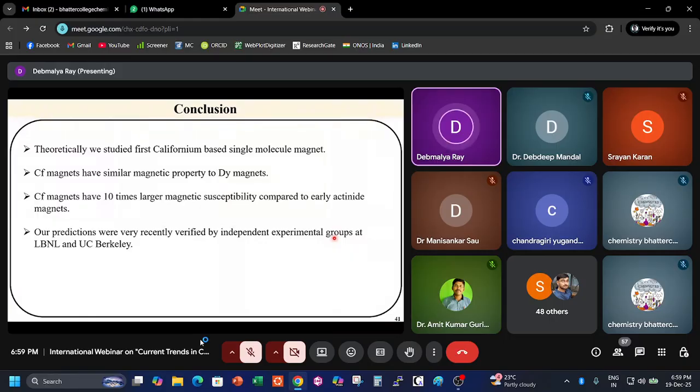With that, I'd like to conclude my talk. Theoretically, we studied the first californium-based single molecule magnet, and we found that it has high magnetic properties, very similar to dysprosium, and the magnetic susceptibility is almost 10 times higher. This is the first example of an actinide magnet, which likely has applications in qubits or magnetic separation. And the most important thing is that our predictions were verified independently by experimental groups at Berkeley National Lab and UC Berkeley.